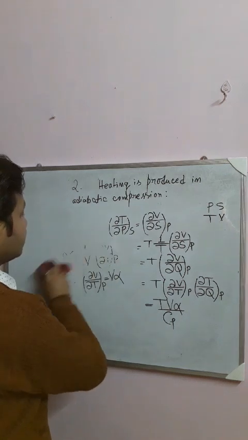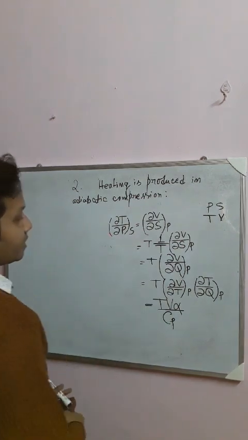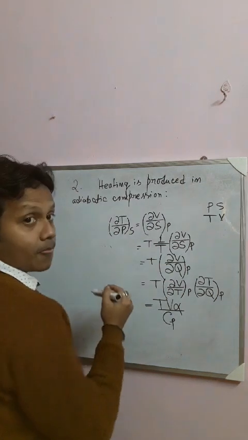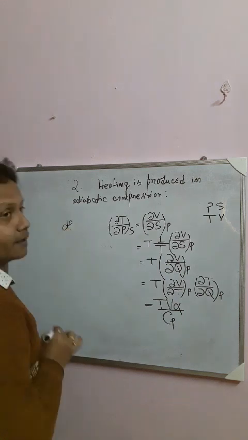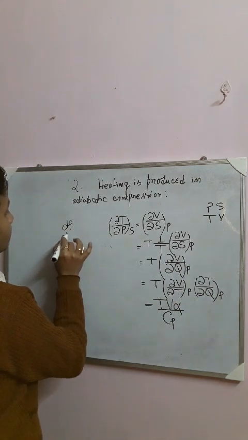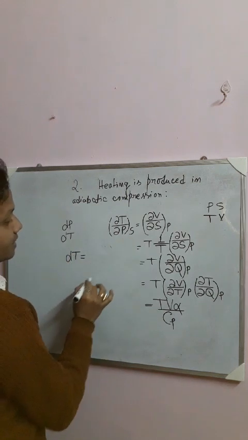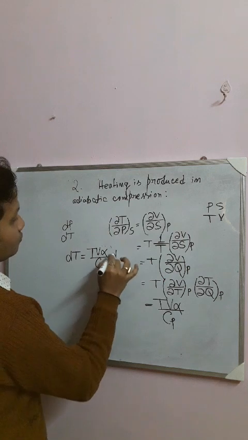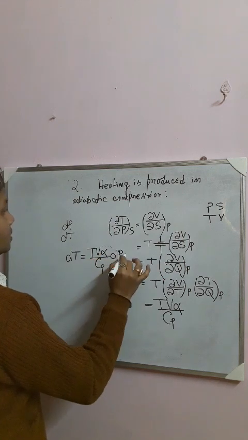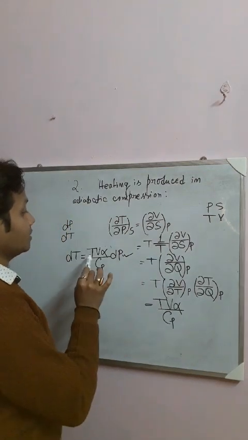Now for a change in pressure dP, what would be the corresponding change in temperature? We can write dT. So dT can be written as T V alpha by Cp into dP. Now just see this equation. Here all the quantities are positive.